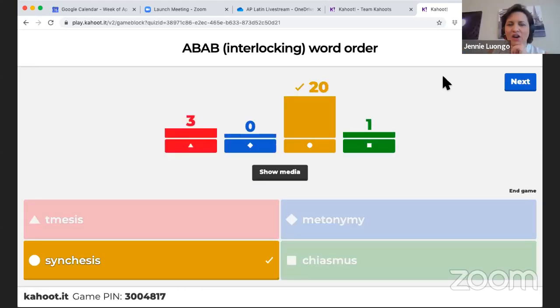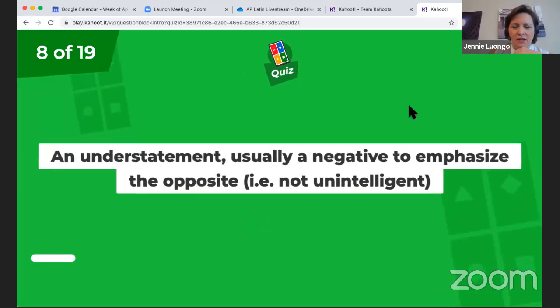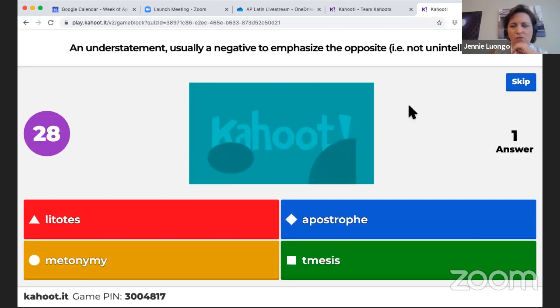All right. Okay. There we go. See, this Latin crowd, they know the word order ones. Right, yeah, they do. Synchysis, A, B, A, B. Good job. All right. An understatement, usually a negative to emphasize the opposite. So not unintelligent is an example.